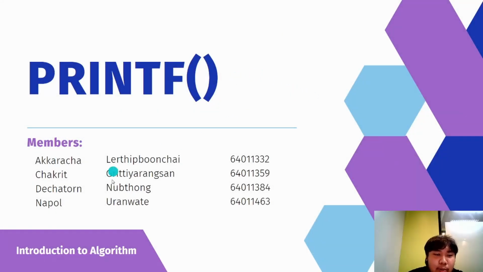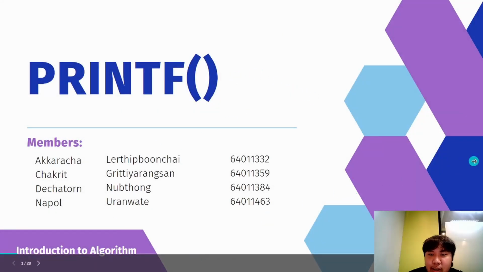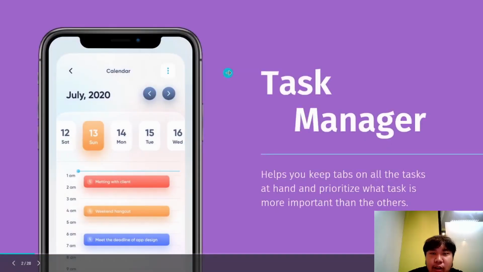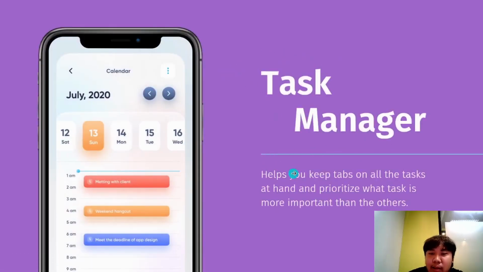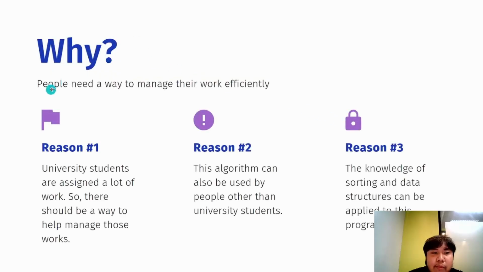Today, our group will present about our algorithm mini project. Our group did a task manager. It helps you to keep tabs on all the tasks at hand and prioritize which task is more important than the others. Why should we do this? Because people need a way to manage their work efficiently.